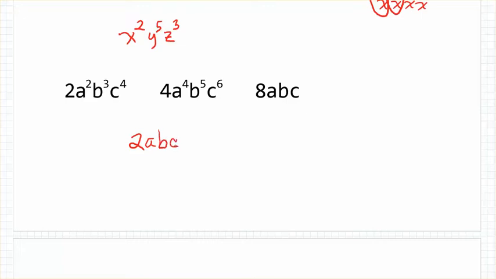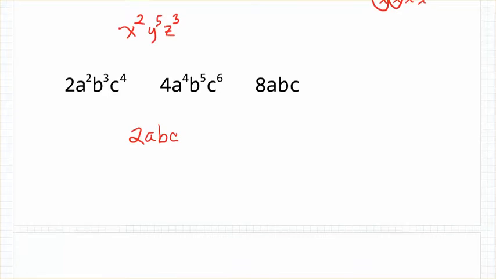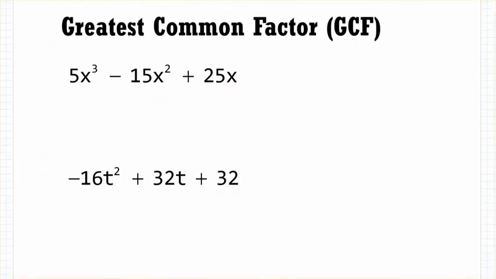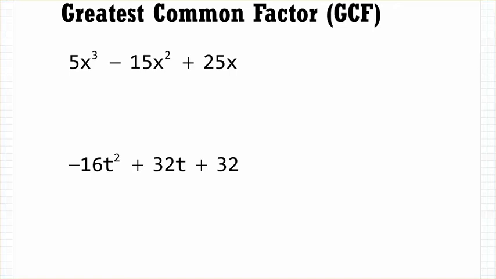So when you do a greatest common factor, you're not going to find factors on everything, but you can at least use some of them to help simplify things. So we can apply this to polynomials, and we have two examples here. If we look at this particular polynomial, we have 5x cubed minus 15x squared plus 25x.